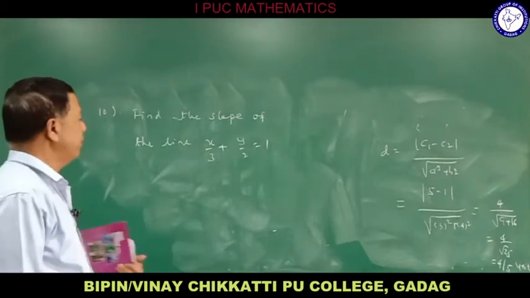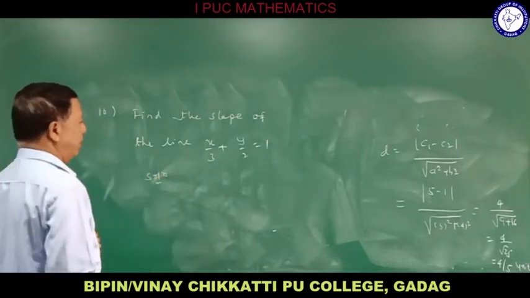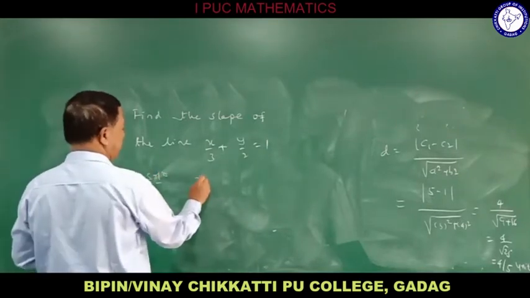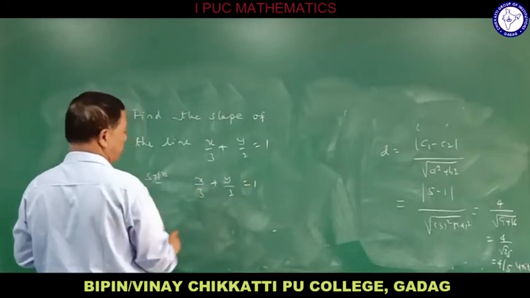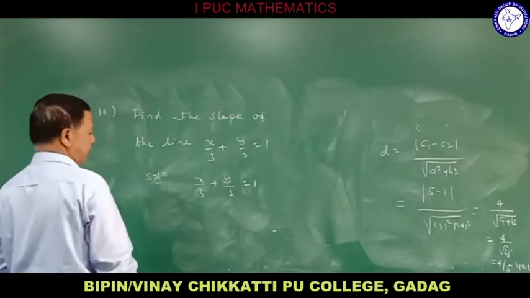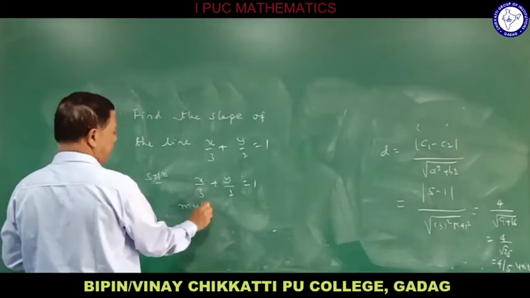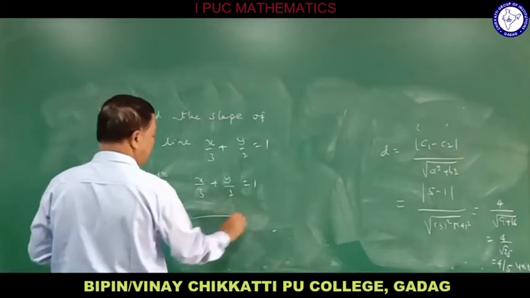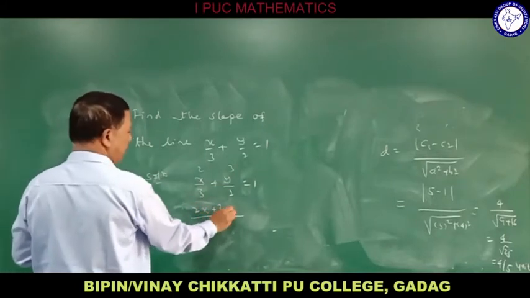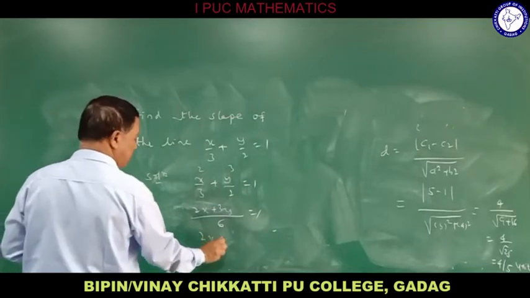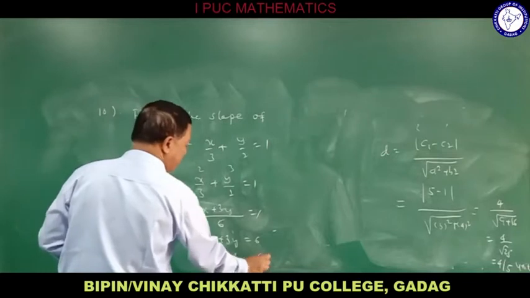To find the slope, it should be in the general form. Here we have x by 3 plus y by 2 equal to 1. So in the denominator we have to take the LCM, which is 6, so multiply by 6. Then 6 by 3 is 2 and 6 by 2 is 3. So 2x plus 3y is equal to 6, that is, 2x plus 3y minus 6 is equal to 0.